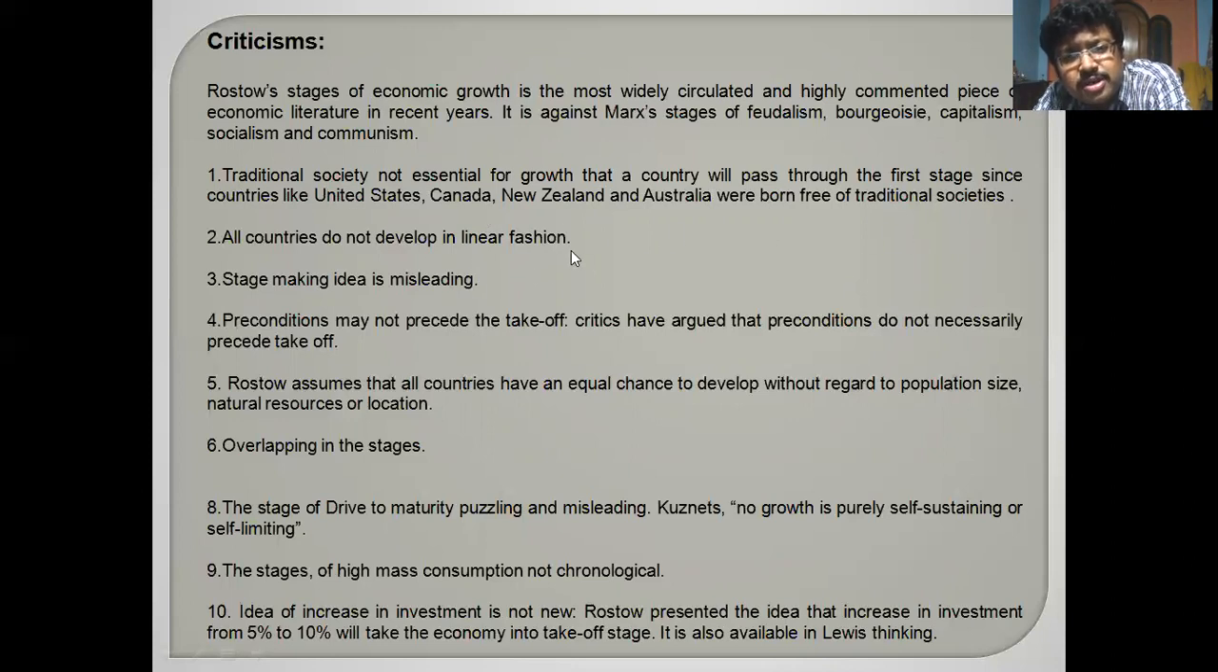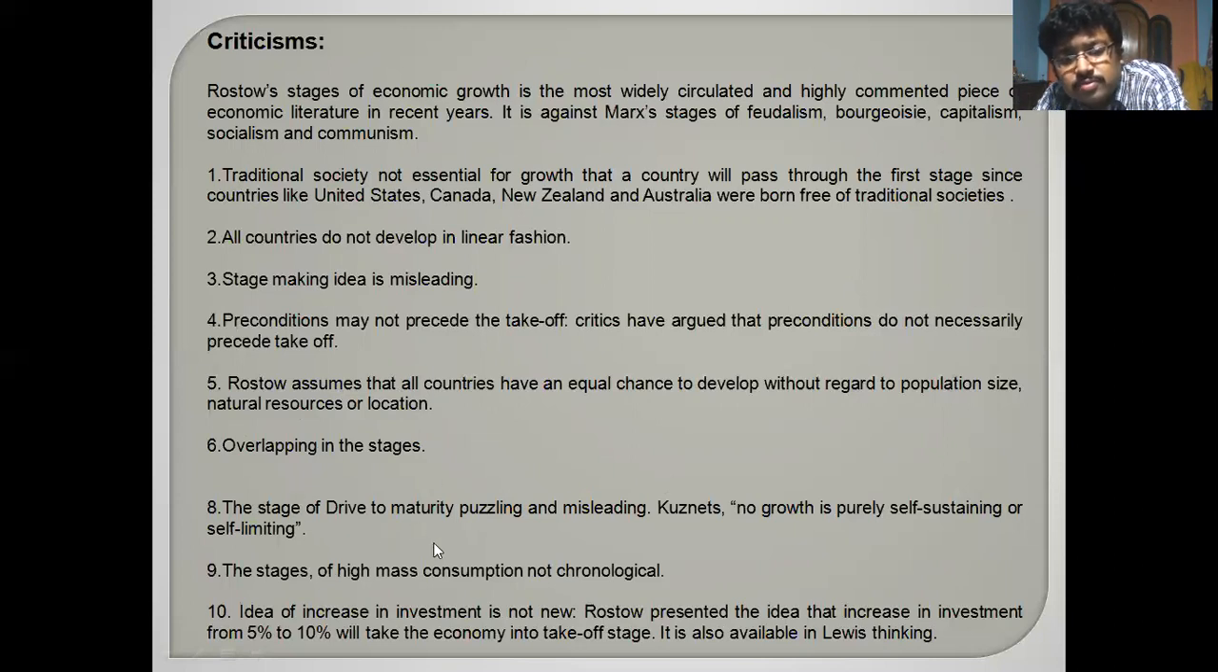All countries do not develop in a linear fashion, as Rostow mentioned. The stage-making idea is misleading. Preconditions may not precede the takeoff. Critics have argued that preconditions do not necessarily precede the takeoff. Rostow assumes that all countries have an equal chance to develop without regard to population size, natural resources, or location. This is also an important criticism of Rostow's model. Overlapping in the stages: if you carefully look at the stages, you can find that the stages are overlapping.